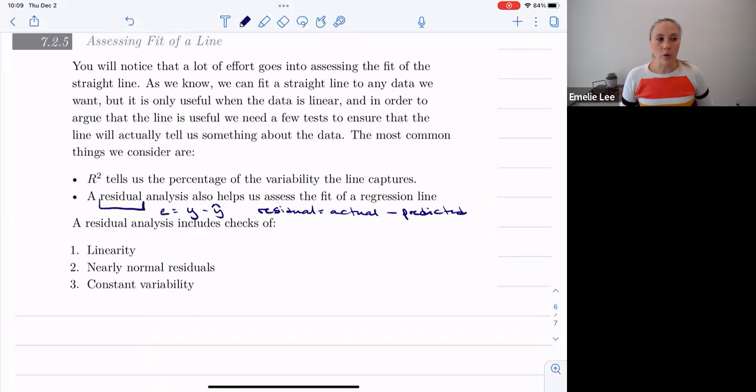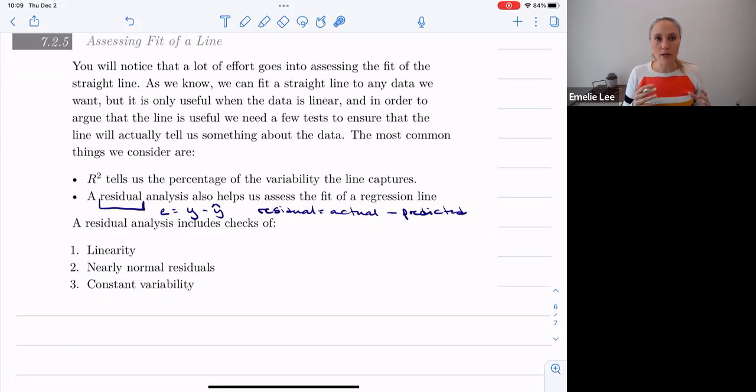So what are we looking for? If we're doing a residual analysis, things that we're looking for are linearity, right? How is that linearity assumption working out for us? Did I assume I had a linear relationship when I didn't? That's bad. We want to fix that. That would affect your R squared, but it's not until you see it that you know that's why it's affecting your R squared. We're looking for nearly normal residuals, which means the points are evenly scattered around the line. We're also looking for constant variability.